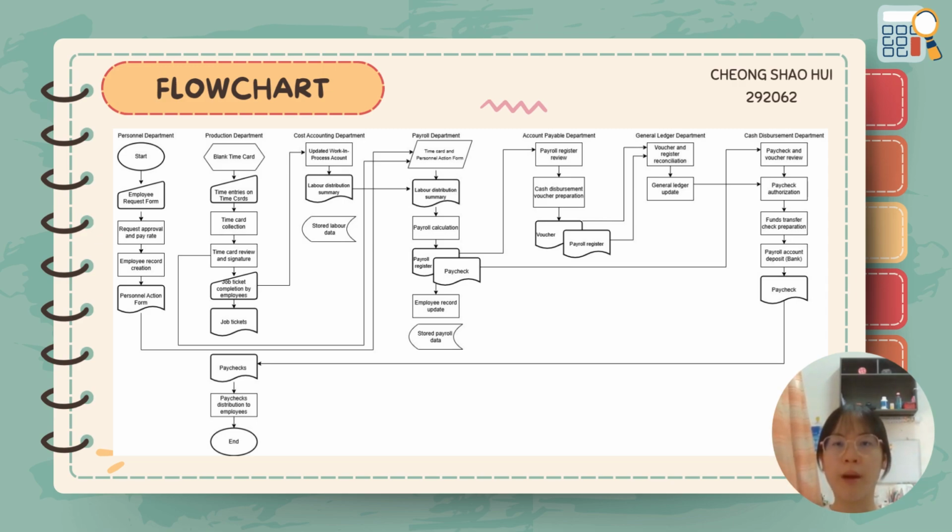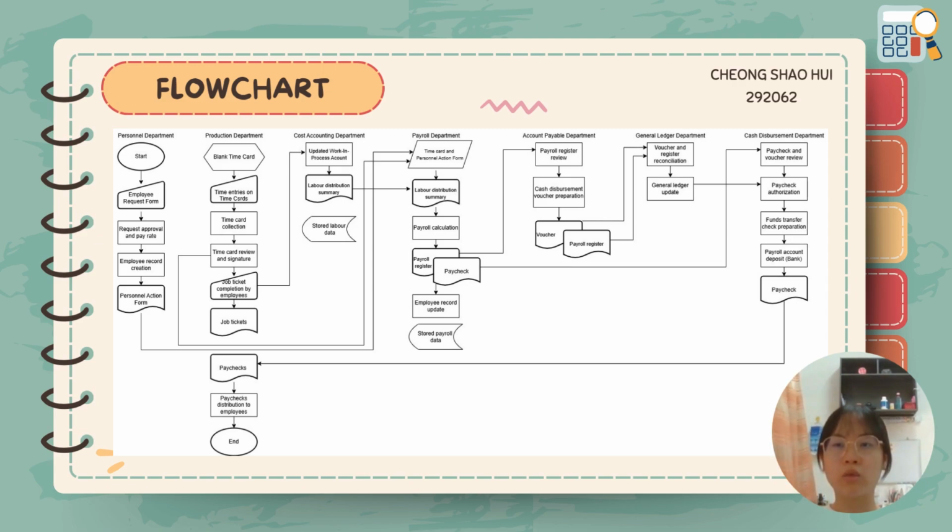In the cost accounting department, job ticket data is used to update the work in process account and generate a labor distribution summary. This summary is sent to the payroll department and is also stored as labor data for internal accounting records. With the time cards, personnel action form, and the labor distribution summary in hand, the payroll department begins payroll calculation. They produce the payroll register and prepare the paychecks.